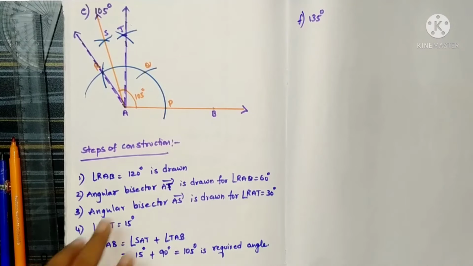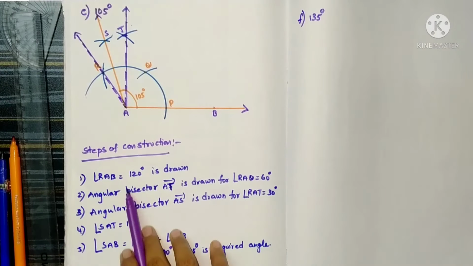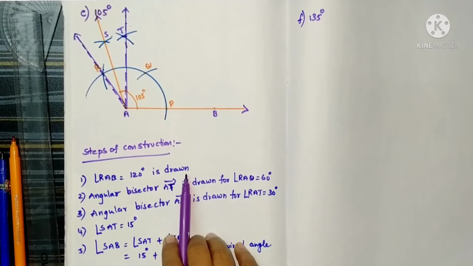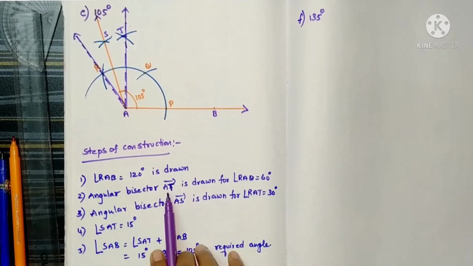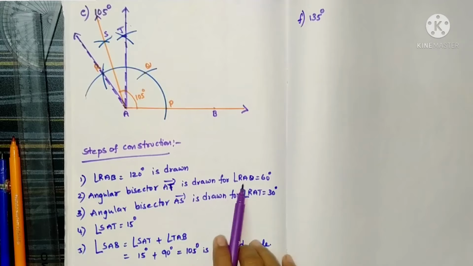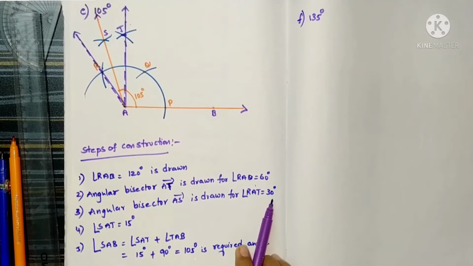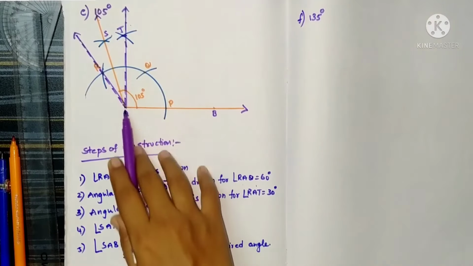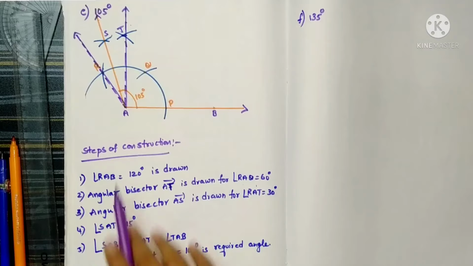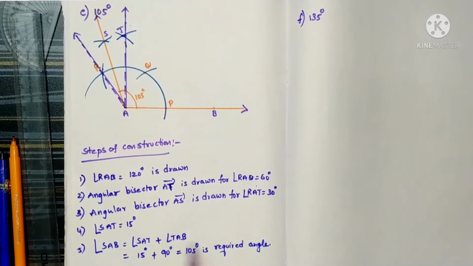Steps of construction. First, angle RAB equals to 120 degrees is drawn. Angular bisector AT is drawn for angle RAQ 60. Again angular bisector AS is drawn for angle RAT 30. Now SAT is 15. So SAB is the sum of this, and finally 105 is the required angle.